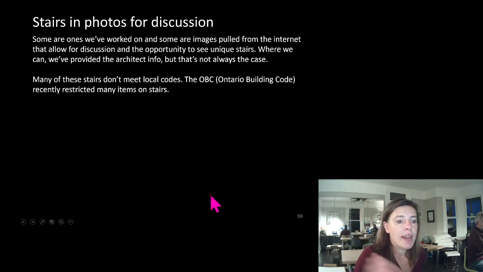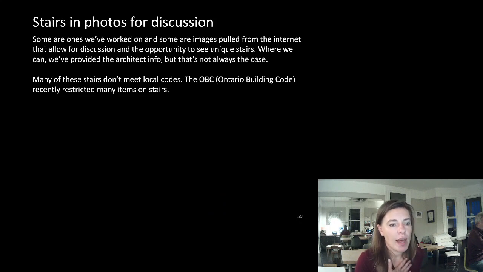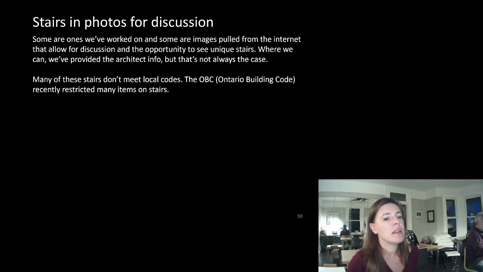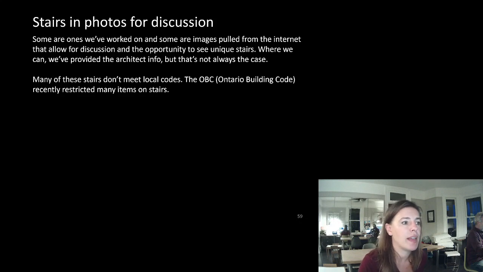Okay, so the next phase is Dave's scope. These are some that either I or Dave have worked on. Some were just pulled from the internet to allow discussion. Where possible, I've provided who the architect was. Some of them I couldn't find the source information, and I apologize for that, but it's because they're widely available as images on the internet. So it's not about me trying to sneak it in or anything like that. I'm trying to follow the proper rules for providing proper credit for things.